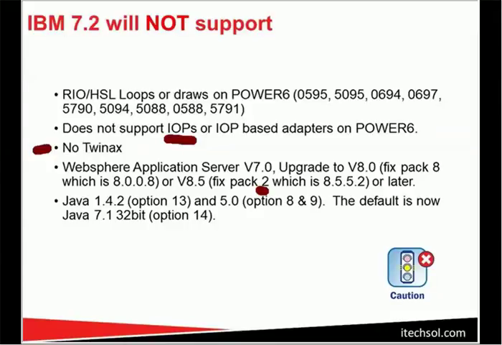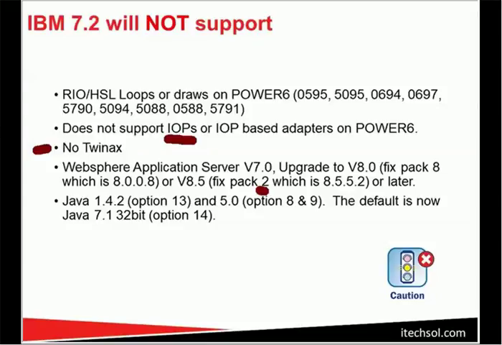And we talked about how to upgrade WebSphere Application Server. So it's pretty timely. 7.2 will also not support Java 1.4 or Java 5, right? Not supported. So you need to make sure you get on Java 7 or Java 8. Now, Java 7 becomes the default for 7.2. At 7.1, Java 6 was supported.